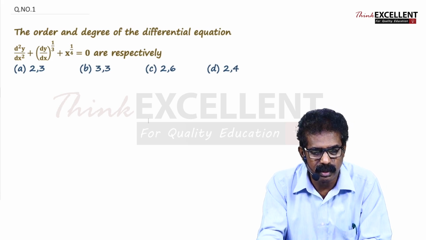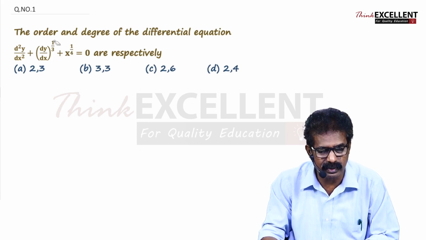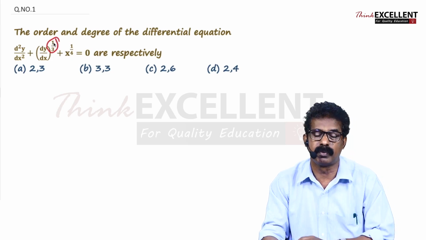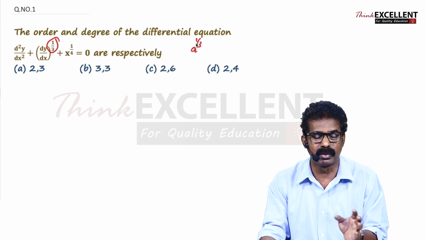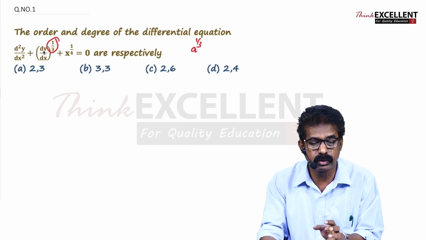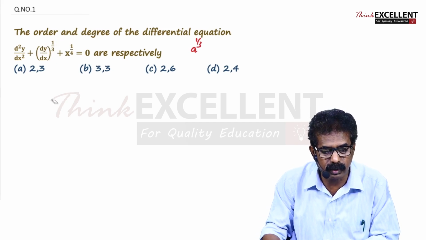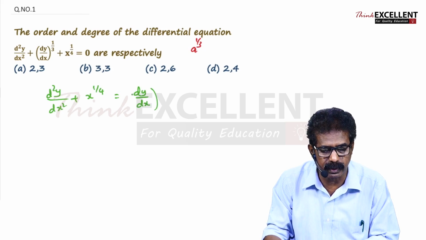Okay, now look at this. This is the differential equation given in the right form. Radical sign is there: dy by dx raised to 1 by 3. It has the effect of a cube root. Suppose a constant is raised to 1 by 3, no problem. But here the differential coefficients should be free from all radical signs. So what we do, take that to the right side: d square y by dx square plus x raised to 1 by 4 is equal to dy by dx raised to 1 by 3.